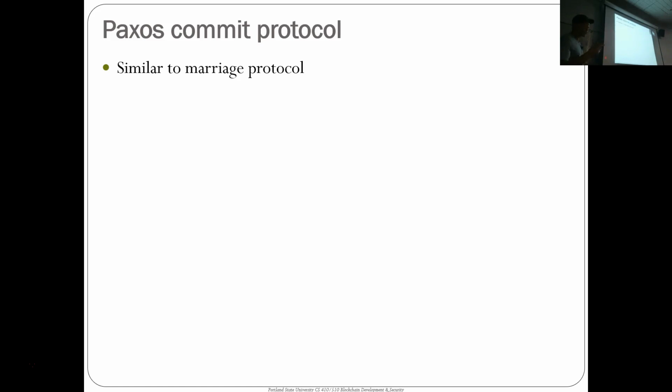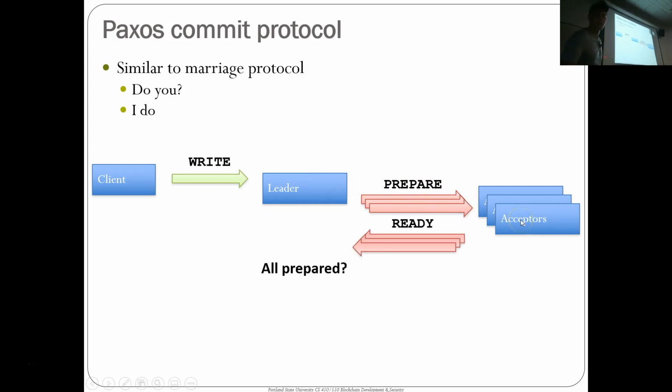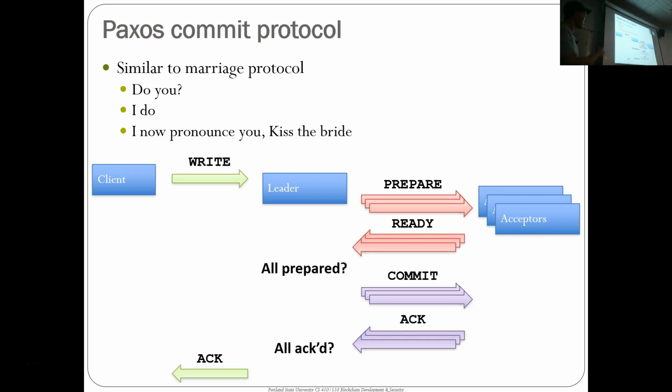It's similar to the marriage protocol. So the client is proposing a write to this leader, and the leader is sending a prepare message to the acceptors. So this is a proposed state change, and the leader is saying, hey, I want you to commit to this state change. So do you commit to this state change is the question to the acceptors. And then the acceptors will come to an agreement and say, yes, I do. And then when those messages are agreed upon, it does the commit.